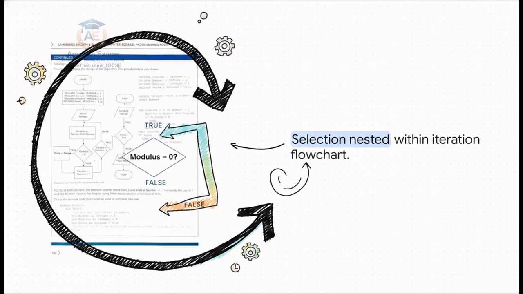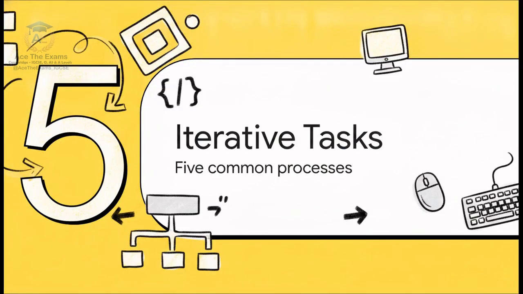And here is that nesting concept visualized for you. Notice how the decision diamond for the if statement, the part checking if the modulus equals 0, lives completely inside the larger loop structure. So on every single pass of the iteration, that selection criteria is in there, actively evaluating the data. Okay, now that we've got our theoretical building blocks sorted out, let's see how they actually apply to the daily life of a programmer.